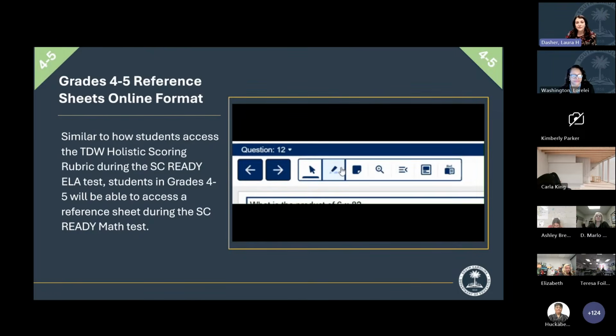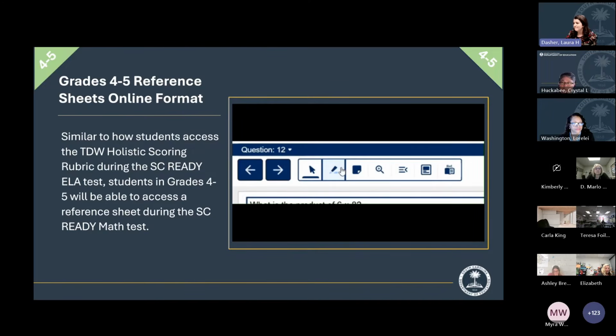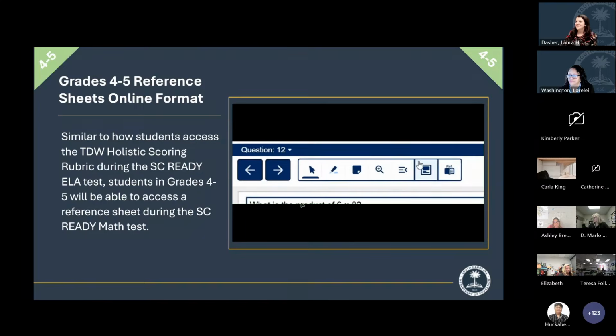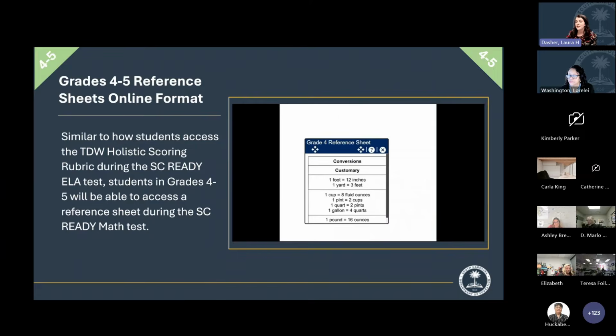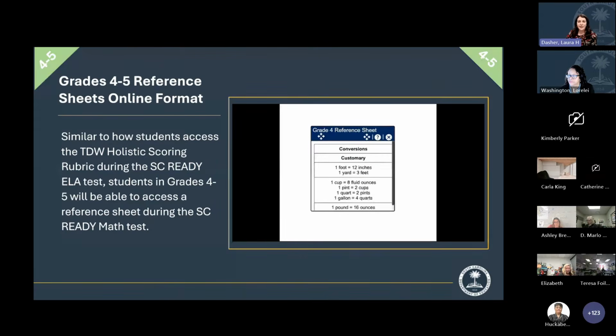All right, so here we will now see how students will access the reference sheets in the online system. Similar to how students access the scoring rubric during their TDW portion of their SC Ready ELA test, during their math test, they will also have access to the reference sheet. And that's an example of the 4th grade. All right, so those are the big changes for grades 3 through 5.